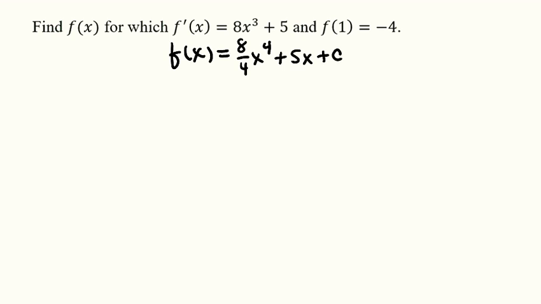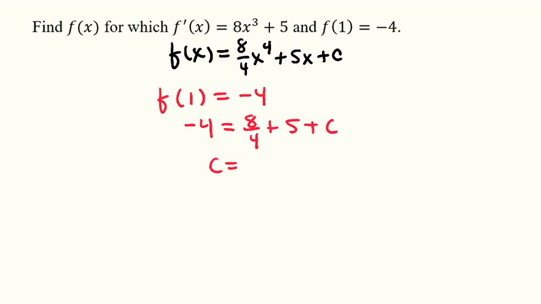How am I going to find out what the plus c is? Because I need just an f of x. It's a real function, not some family of functions. Yeah, okay, so I'm going to use the fact that f of 1 equals negative 4, so that's negative 4 equals 8/4 of 1, or 2, plus 5 plus c. And so I've got 2 and 5 is 7, plus c is negative 4. That means c is going to be negative 11. And I can say that f of x is equal to 2x to the 4th plus 5x minus 11.